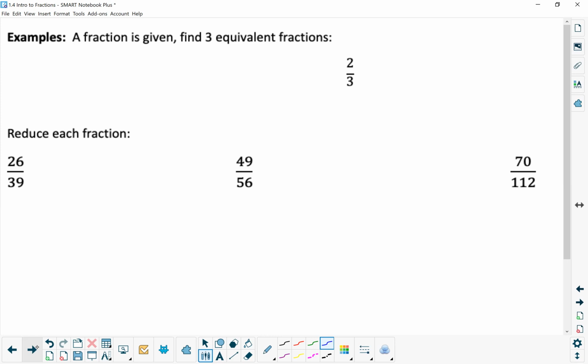So for these couple examples here, a fraction is given, find 3 equivalent fractions. So we have one that's in lowest terms, 2/3. We want to write 3 equivalent fractions for 2/3. The last 3, we want to reduce. So we have a fraction that's not in lowest terms or simplest form. We want to get it so that it is in simplest form. Again, I'm going to give you a minute or two to work through that, and then we'll take a look at answers.